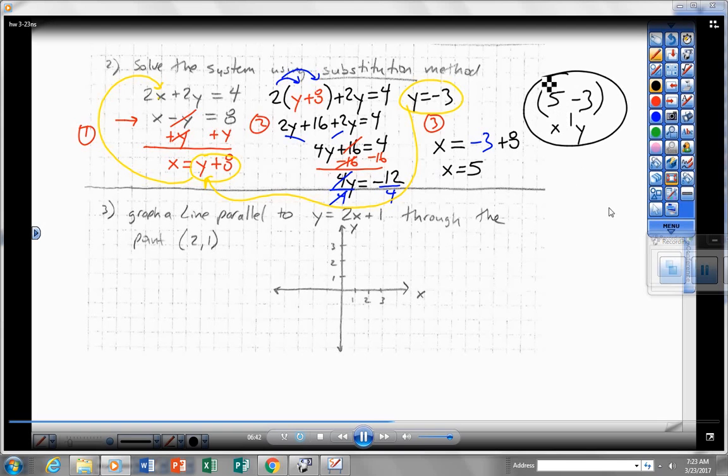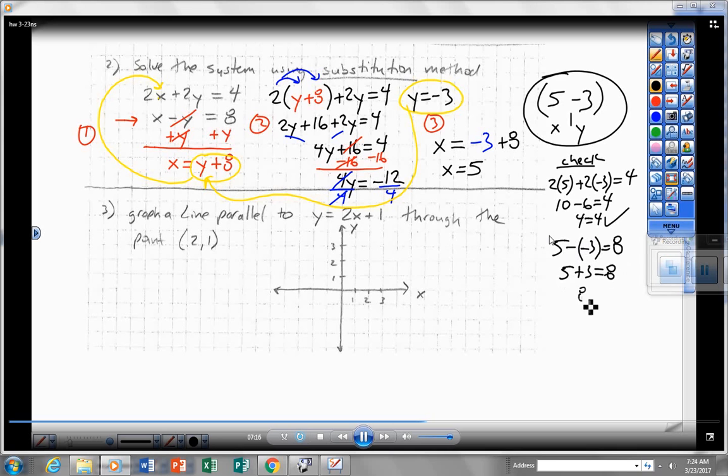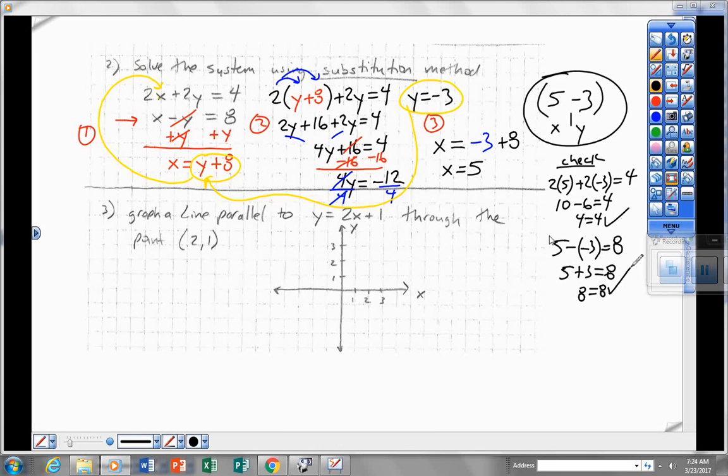I'm just going to show you the check just to show you what happens. So if I take that point, x is 5, y is negative 3, and plug it into both equations, it should work. So where that x used to be, I plug in 5. Where that y used to be, I plug in negative 3. That gives me 10 minus 6 equal to 4. 4 equals 4. That is a true statement. Next, I'm going to plug in for x, plug in 5. I still have that minus. Where y is, I plug in negative 3. That is a double negative. That gives me 5 plus 3, which is 8. That is another true statement.